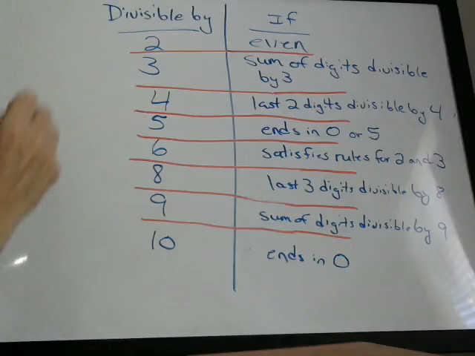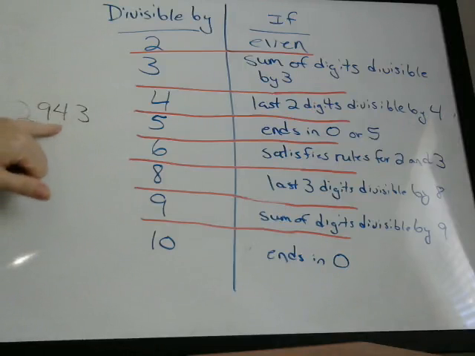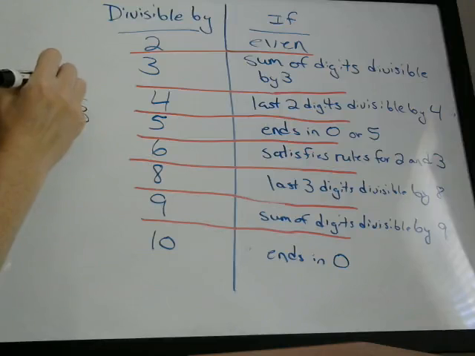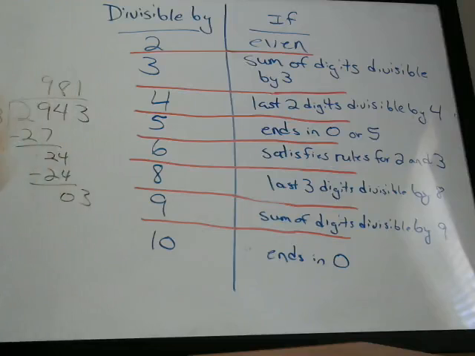Similarly, if we take another example, 2943: 2 plus 9 plus 4 plus 3 is 11, 15, 18. Well, 18 is divisible by 3 because it goes 6 times. So we know that this number is evenly divisible by 3. If we divide it by 3, we get 981. But we know that it's evenly divisible by 3 because we added up the digits.